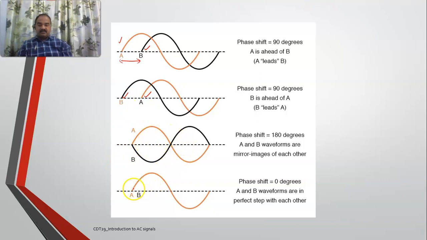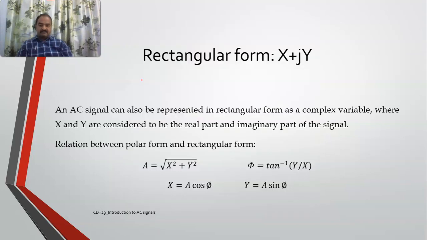Now, in this case, both the signals are overlapping with each other. There is no phase difference. Here, phase is equal to 0. Here, phi is equal to 180. Here, phi is equal to, might be 90 degrees. Here it is minus 90, approximately. So, like this, the phase differences will be there between the signals.